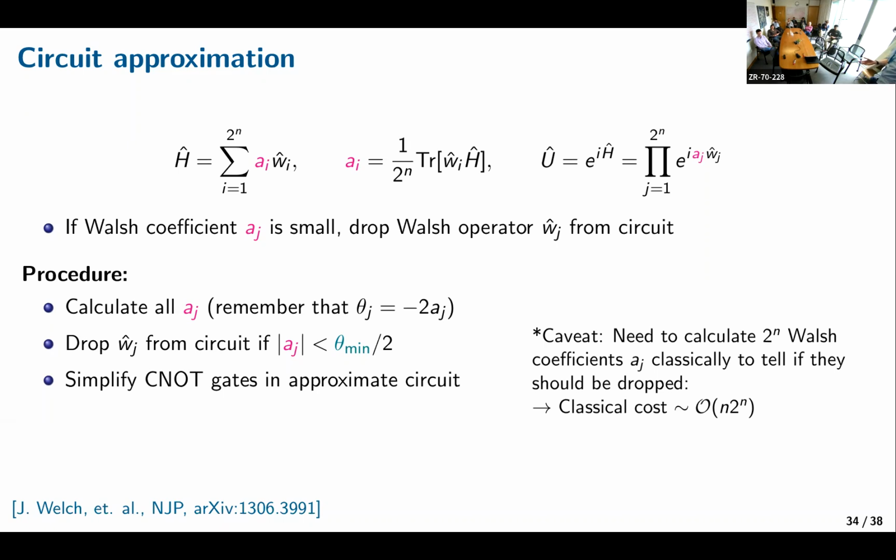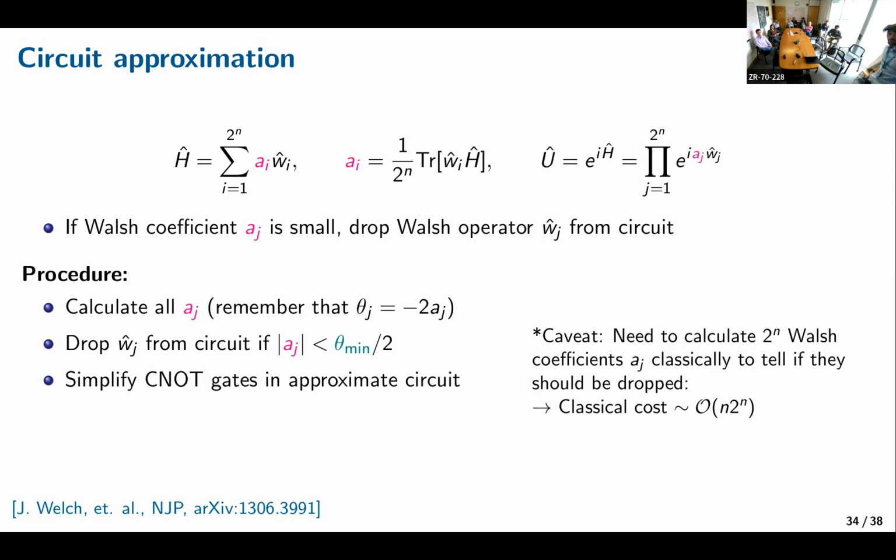The procedure is you calculate all of these coefficients, and then you pick some cutoff, say, okay, I want to drop everything below some theta min. And then once you've done that, you can simplify the CNOT gates in your circuit. In this way, you'll get a circuit with fewer CNOT gates and fewer rotation gates for some controlled error that you introduce. There's one caveat with this method: there are an exponential number of Walsh coefficients in the size of your matrix. If you want an n-qubit matrix, you need to calculate all 2 to the n Walsh coefficients.